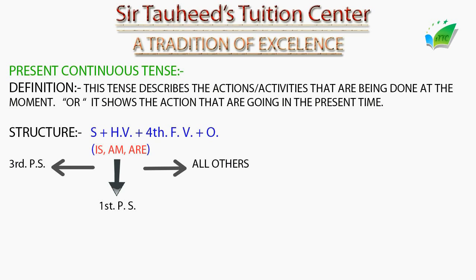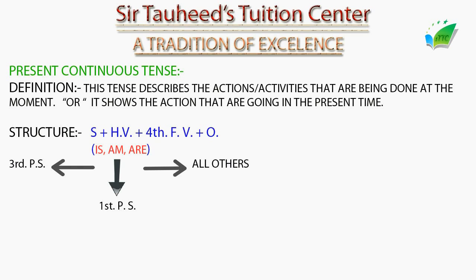Then the second element of the structure is helping verb. Here the helping verbs are is, am, and are. Only these 3 words are used as helping verbs. Then in the third place we have the fourth form of verb. Fourth form of verb means present participle form, and sometimes it is also called ing form. And in the fourth place we have to put object. So this is called the structure of present continuous tense.